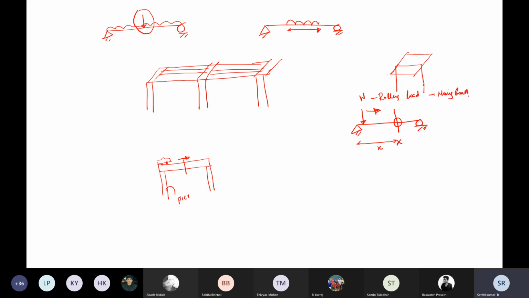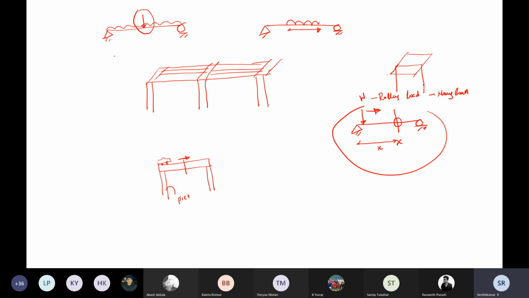Okay, one more topic is called the influence line diagram, that we will see after we discuss the moving load concept here. Right. So now you understand, right? What is the difference between normal static load and moving load?